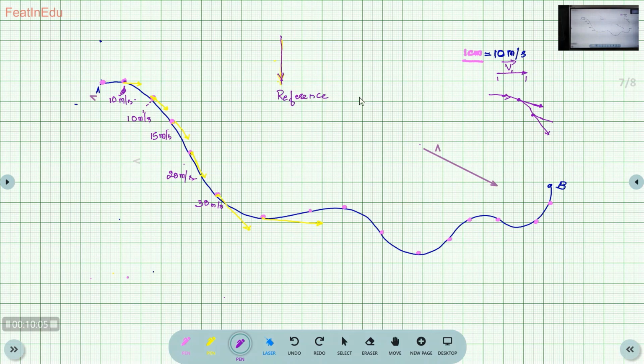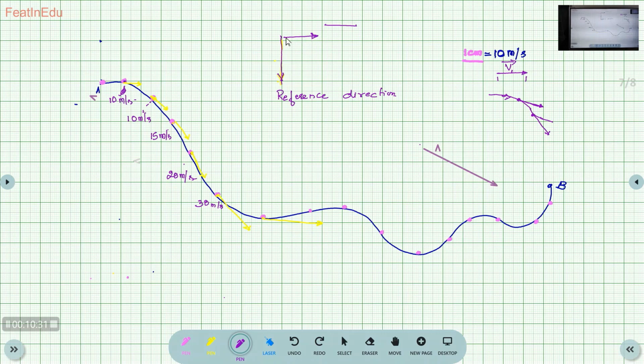Reference direction. Some direction I can take as the reference direction. Now you tell me. If this is the reference direction, and a car is moving in this direction, then I will show the velocity vector like this. So supposing the car is moving like this, I will show the velocity vector like this.